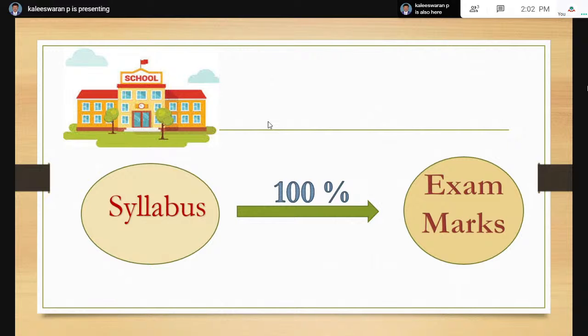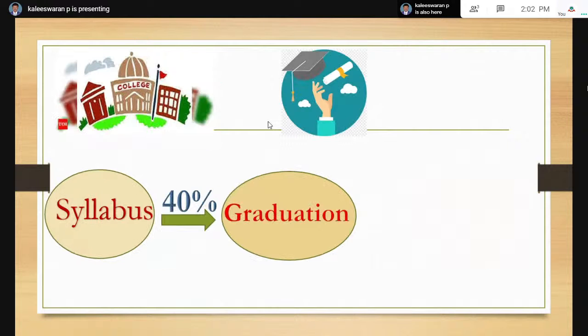But college is not like that. Once you enter the college, the syllabus covers only 40%. After completing your graduation, only 40% of the task is completed. When it will be 100%, the purpose of joining the college is fulfilled. It will be fulfilled by getting the job in the right place.